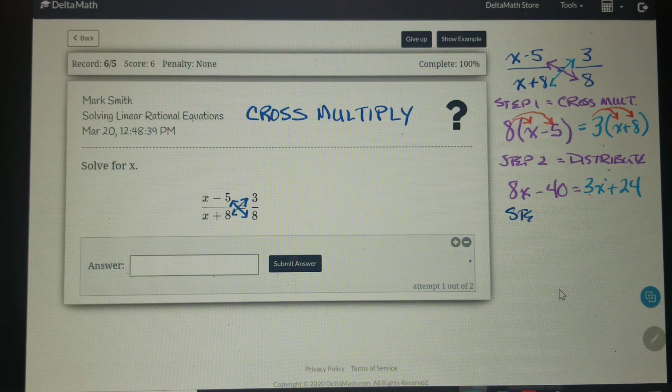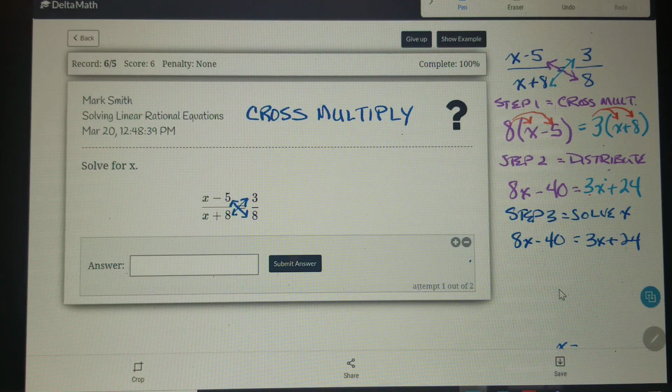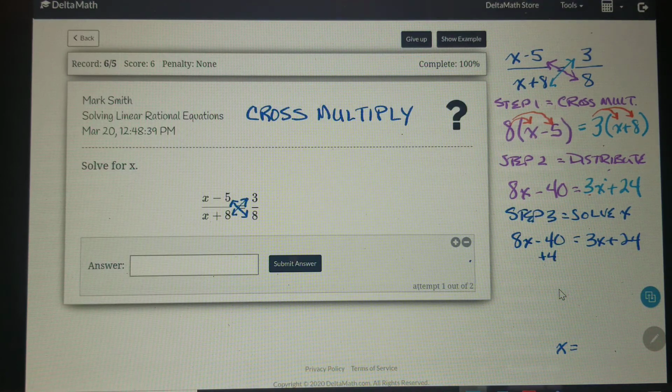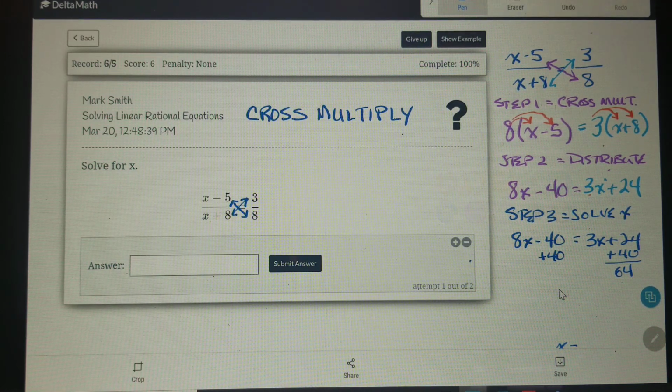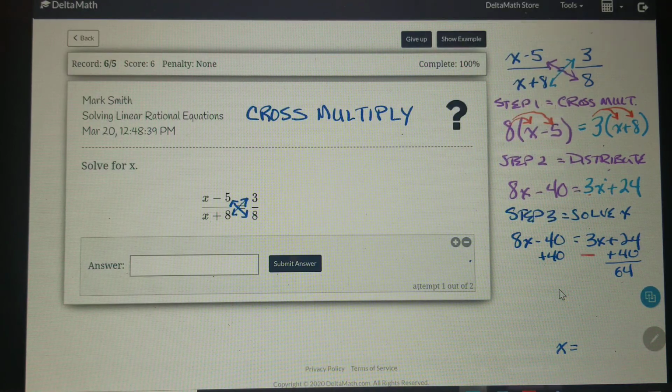So step 3, solve for x. Now in this one, we would have 8x minus 40 and 3x plus 24. Remember, we want this to look like x equals when we're done. So anything that's not an x has to be on the right side, and the x needs to be by itself. So the first thing I'm going to do is add 40 to this, and so I get 64 on this side. And the next thing I'm going to do, just to save a little space here, is subtract 3x from both sides.